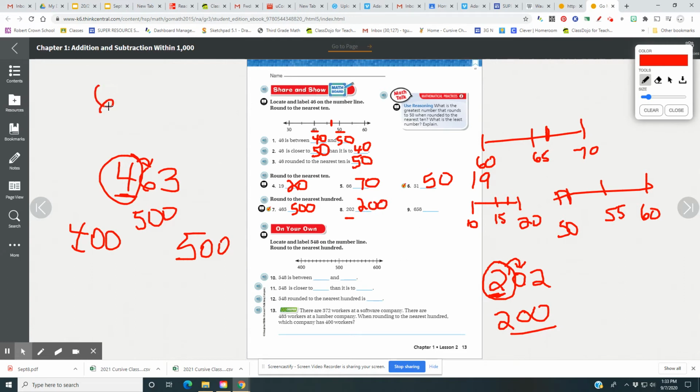And then I have 658. What number's in the hundreds column? The 6. I look next door. What does that number 5 tell me to do? 5, 6, 7, 8, 9. We change every time. So that turns into a 7. So it's 700.